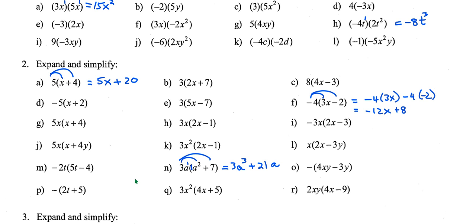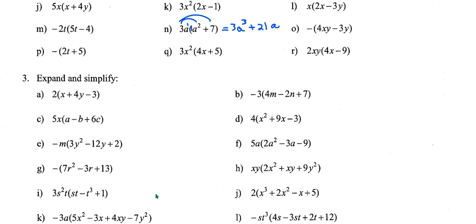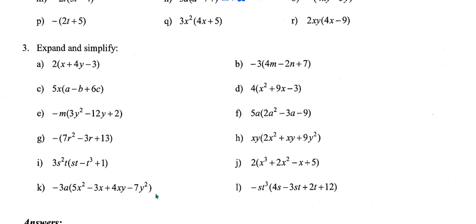There's an a and an a cubed, and they cannot be combined. All right, let's go a little bit harder here. As we go down the page, we see there's more terms inside the bracket, but it doesn't matter. We're going to multiply the 3s squared t outside by everything inside. So there's going to be 3 different multiplications to do.